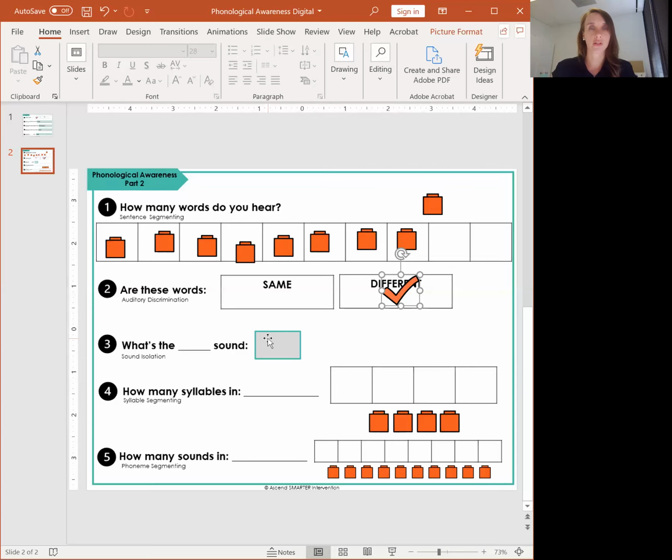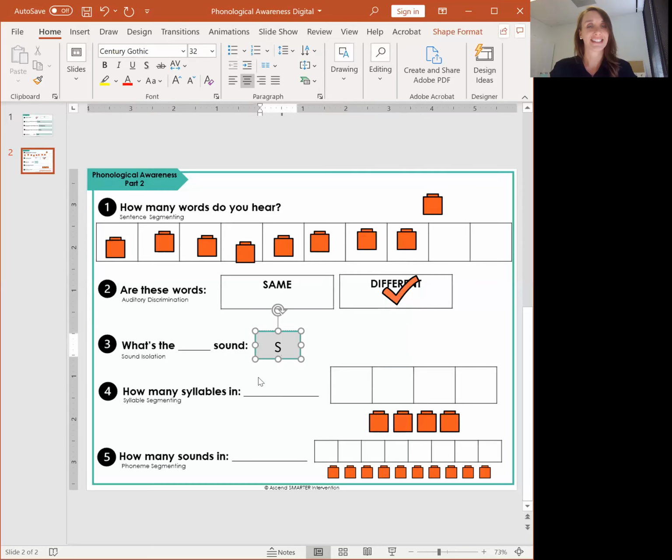What's the second sound? What's the medial sound, the final sound? It doesn't matter, but you do want students to begin to isolate and be able to break words into their individual pieces. So in this case, we could say, what's the first sound in struck? And we want to get S.